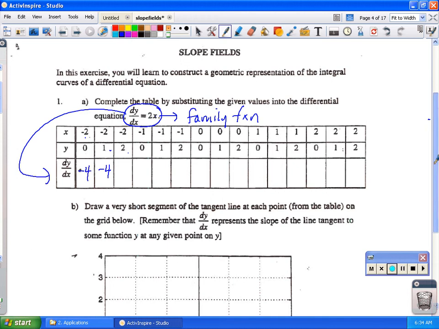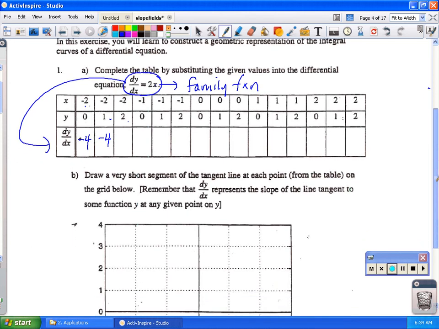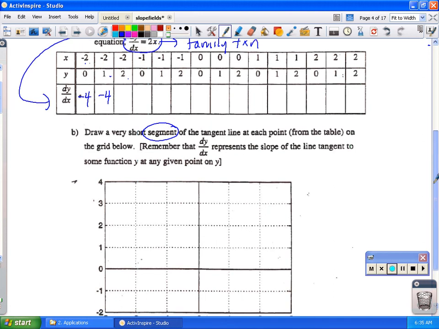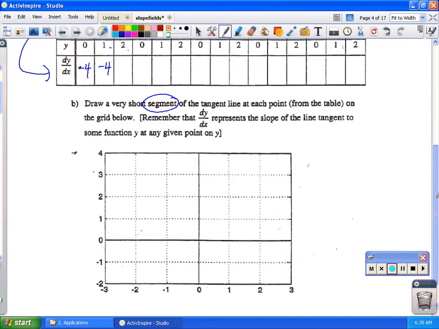All right, now after you finish completing that chart, the next thing they ask you to do is to draw very tiny little segments, not tangent lines, but little segments of the tangent line at these points. Remember, the dy/dx represents the slope of the tangent line. So I'll give you the first one, and then after I set you up, I want you to complete the rest of the page by yourself.